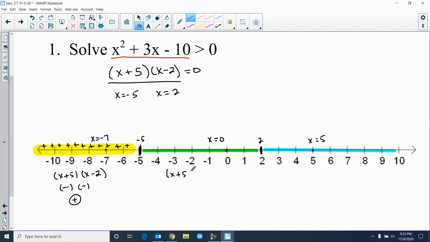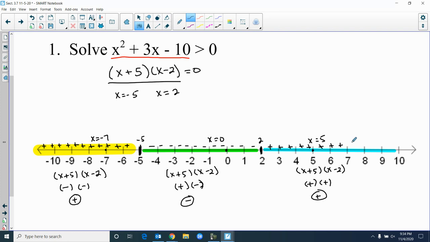All right, I have 0. Again, I'm going to use x plus 5 times x minus 2. 0 plus 5 is a positive because it's 5, and 0 minus 2 is negative 2. Positive times a negative is going to be negative. So that means everything in this range will be negative. Now I'm going to use 5. I'm going to plug it into x plus 5 and into x minus 2. Well, 5 plus 5 is a positive number. 5 minus 2 is a positive number. That gives me a positive value.